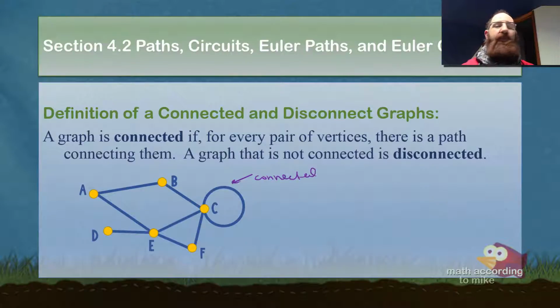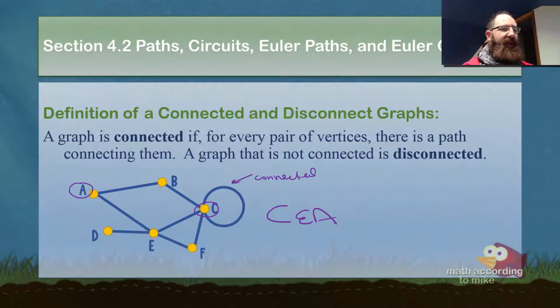So in this one, this graph here is considered to be connected because for any 2 points that I pick, I can go from one point to the other. So if I wanted to go from C to A, for example, I could say, I really wish I knew where my cursor was. I'm so sorry. C-E-A. Done.